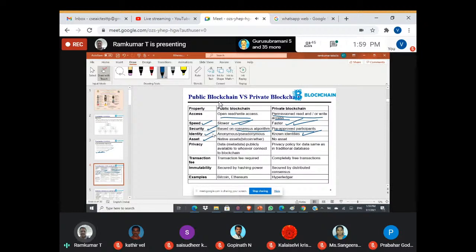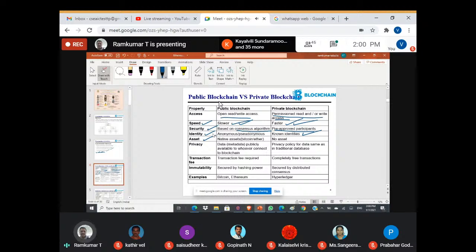If it is Bitcoin technology, then the asset is called Bitcoin. If I'm talking about Ethereum technology, then the asset is called Ether, right? So that is what we call the asset.